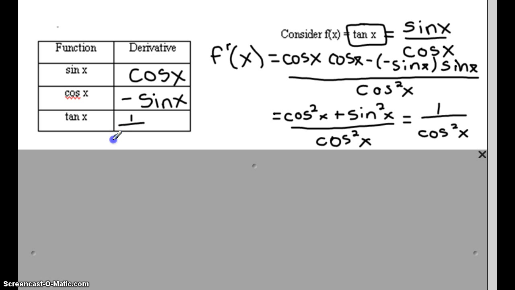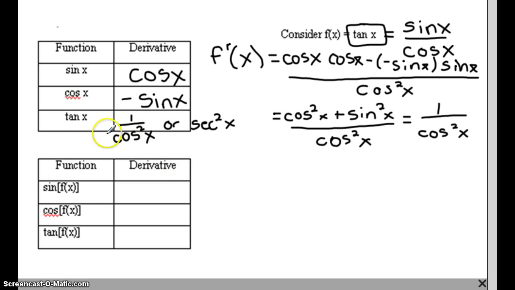I'm not going to be able to fit it in my box, so I'm going to write it a little bit larger. 1 divided by cosine squared, or you guys also know 1 divided by cosine squared as secant squared. So either way is fine, but the derivative of sine is cosine, the derivative of cosine is negative sine, the derivative of tangent is 1 divided by cosine squared or secant squared, but we do have to be familiar with both for future work that we'll be doing. So those are our three basic rules.